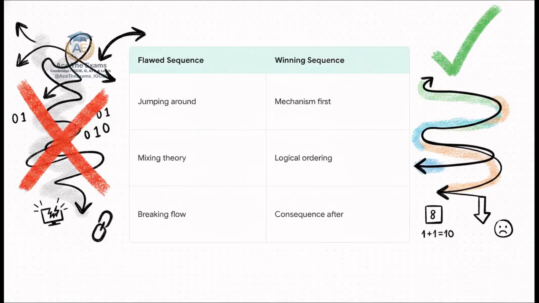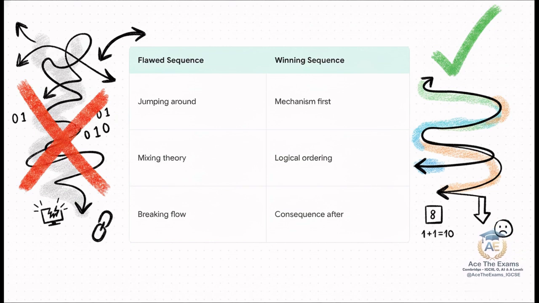You see, clarity of sequence is vital in process-based computer science topics. Look at the difference between a flawed sequence and a winning sequence. A flawed sequence jumps forwards and backwards constantly. It mixes general theory with the context in a way that completely breaks the logical flow. It starts with the website crashing, then abruptly mentions binary math, then jumps back to the user being angry, then mentions the 8-bit limit. It's a mess to read.